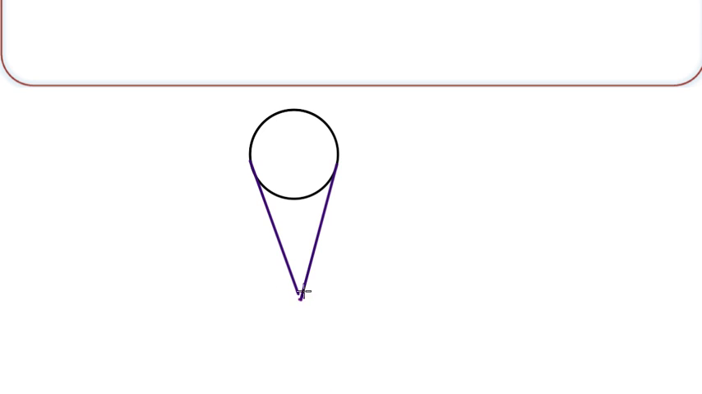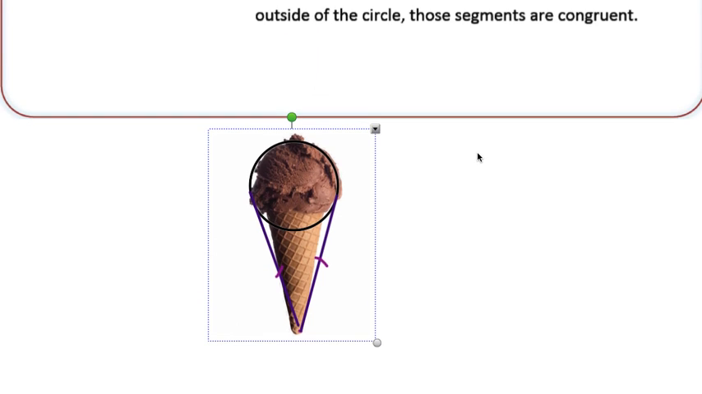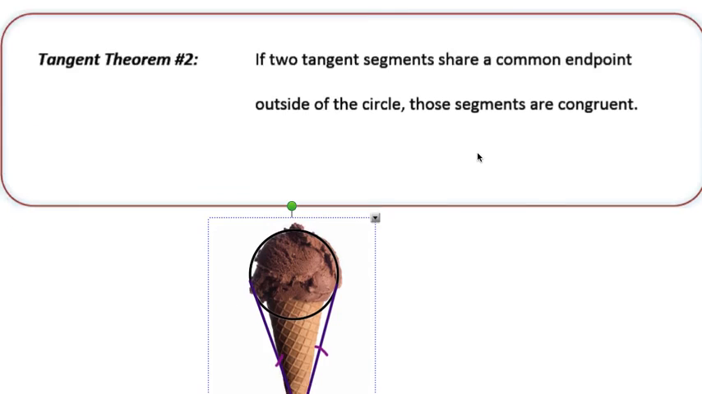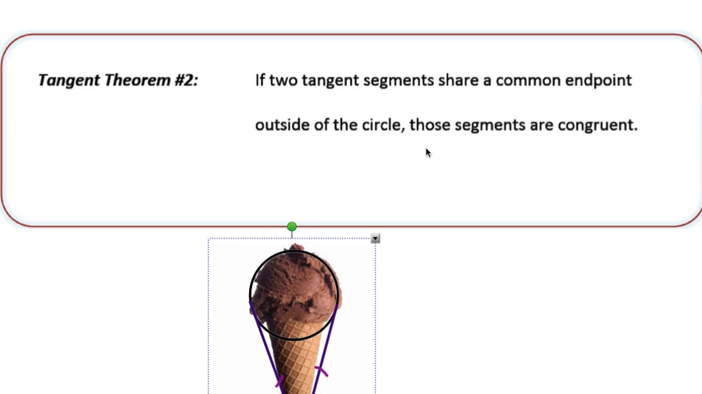Here's the common endpoint, and we have two tangent lines to a circle. What does that look like? Do these look congruent? They kind of do look congruent here. There's congruent. That's congruent. That's what the theorem says. What else does it look like? No, the correct answer is an ice cream cone. Yes, that's right. Every time I teach this, I get a little bit hungry and my mouth starts to water. So if you hear some slurping, that's me. I'm sorry. But basically what that means is the two sides of the ice cream cone are the same. They're congruent to each other.